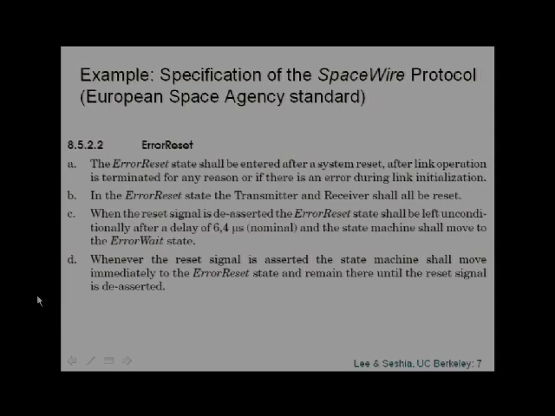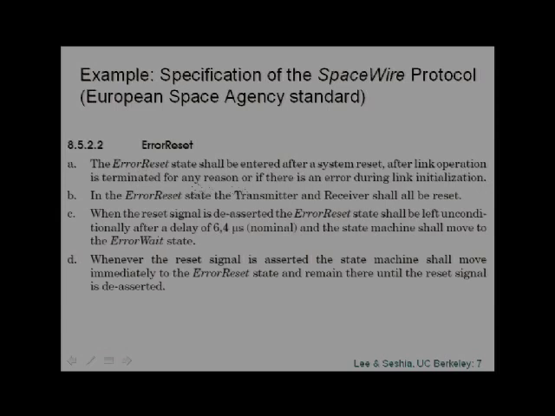So this part of the document talks about the transmission layer, which is sort of like the TCP part of SpaceWire. In particular, this is talking about what happens if there is a reset, and the system goes into this state called error reset. So let's just read this. This statement says, the error reset state shall be entered after a system reset, after link operation is terminated for any reason, or if there's an error during link initialization. All right, it seems reasonable.